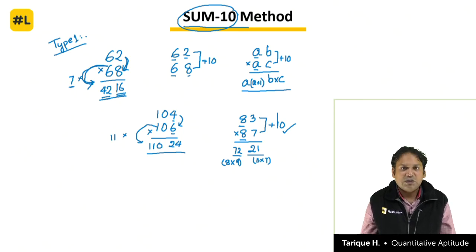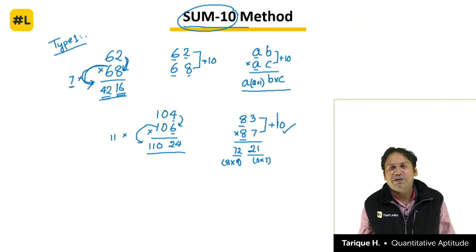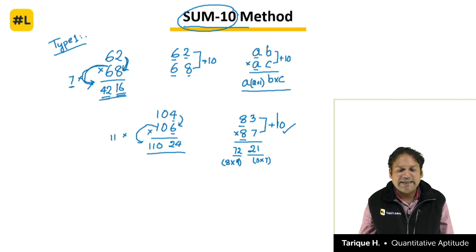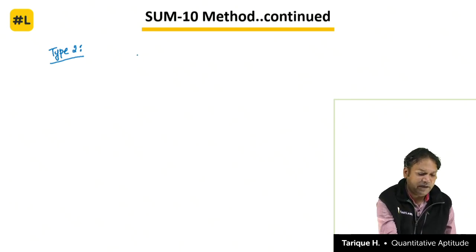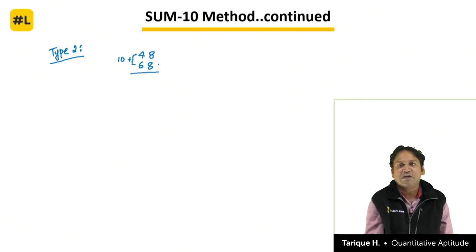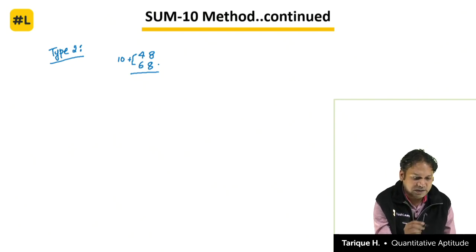Alright. So Sum 10 method type 1 I have discussed with you. Then I will move on to the second type, type 2. Type 2 is the reverse of type 1. Here we don't add the right hand side digits up to 10. The left hand side digits are adding up to 10 here. 4 plus 6 is 10 and the right hand side digits must be the same, like 48 into 68. So I can apply the Sum 10 method for 48 into 68.